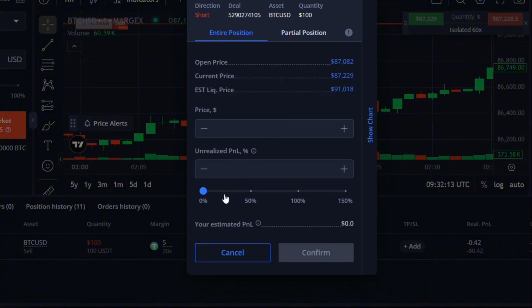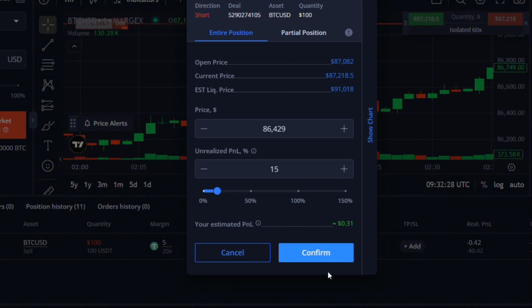Step 3. Enter the take profit level. For beginners, a common choice is 10 to 15%. Enter your target, for example, plus 15%. Margex instantly shows your estimated profit preview, so you can see the result before confirming.